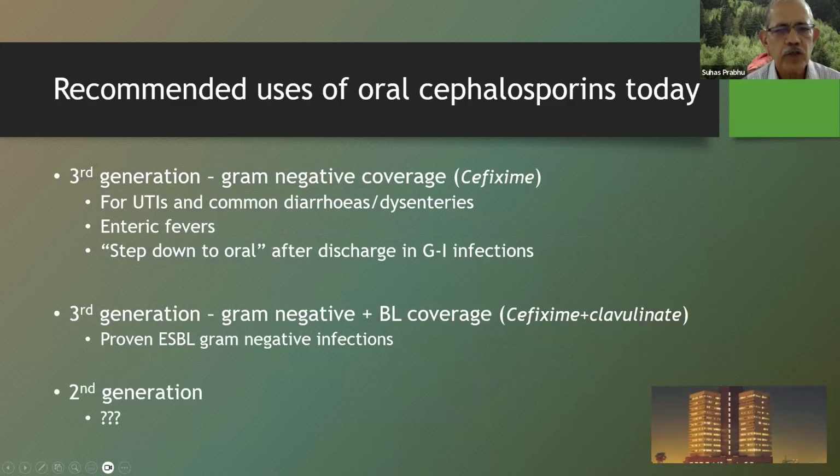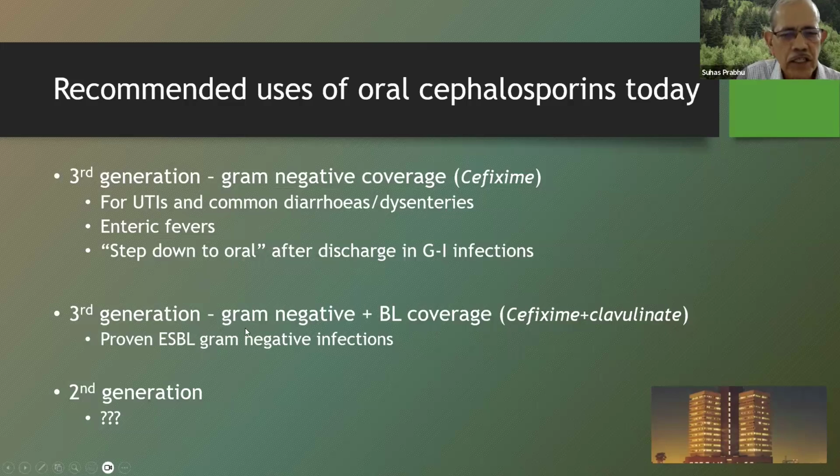Third generation cephalosporins which have gram-negative coverage, that is cefixime, we use for UTIs, for common diarrheas and dysenteries, for typhoid fevers, and as a step down to oral after discharge in GI or abdominal infections, like a patient with, say, appendicitis treated in the hospital, where now you want to complete the treatment at home. A typhoid fever patient now fit for discharge completes the treatment at home, because I think you need 14 days of therapy. Nobody wants to stay in the hospital for 14 days to take injections.